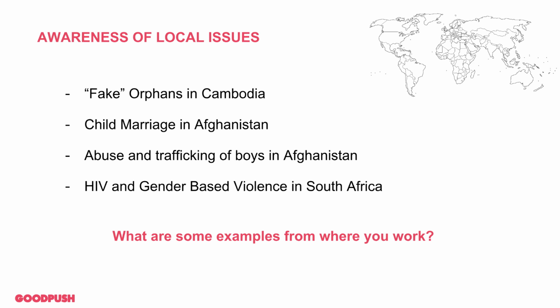Another example is in Afghanistan, where we work, child marriage is a really big thing. Even though there are laws that girls can't get married under the age of 15, it still happens a lot. Similarly, maybe it's not as well known, there is a lot of sexual abuse and trafficking of boys in Afghanistan. They'll be kidnapped and trafficked. And this is something to be aware of in the population you're working with.